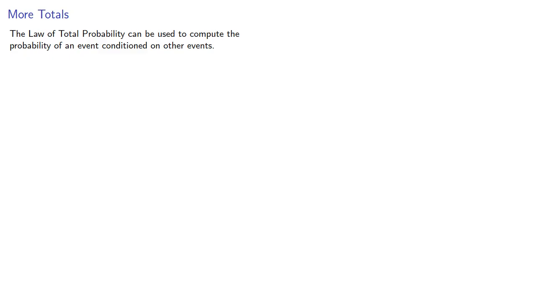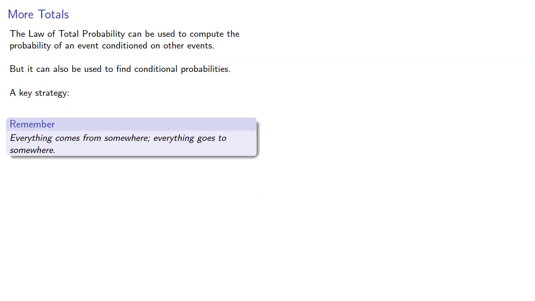The law of total probability can be used to compute the probability of an event conditioned on other events, but it can also be used to find conditional probabilities. A key strategy: everything comes from somewhere, everything goes to somewhere.